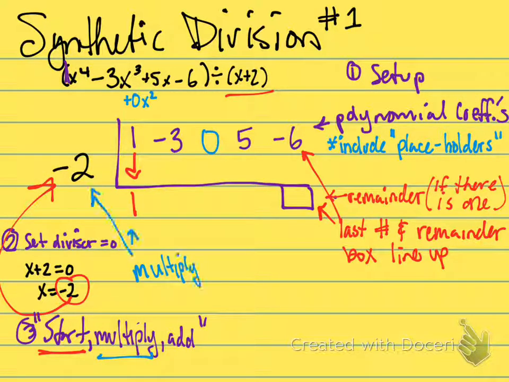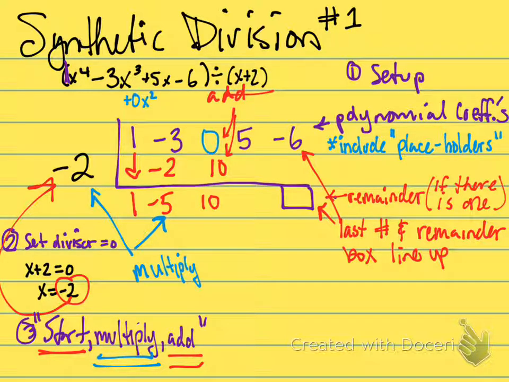Doing that gives me negative 2. I then add the negative 3 and the negative 2. Gives me negative 5. Now I'm going to multiply the negative 5 and negative 2, giving me a 10. 0 plus 10 is 10. And then negative 2 times 10 is negative, oops, that should be a 20.